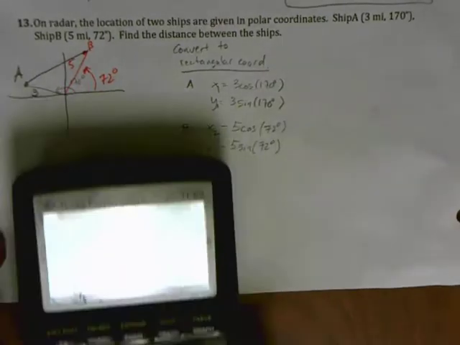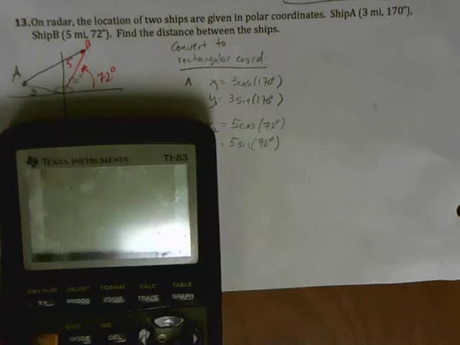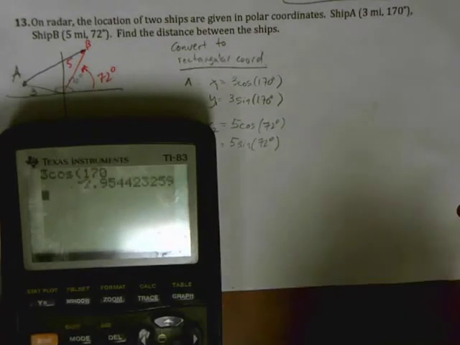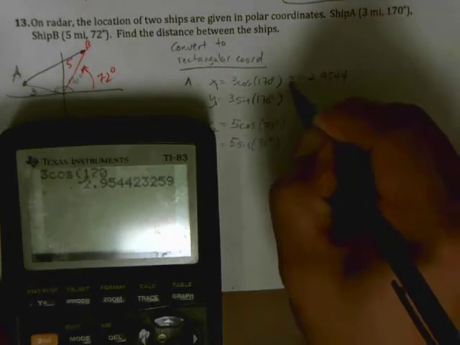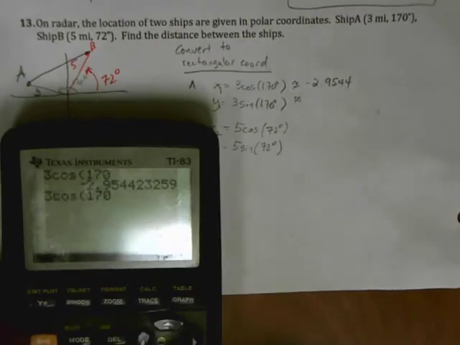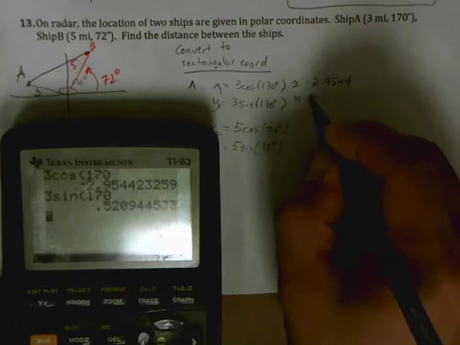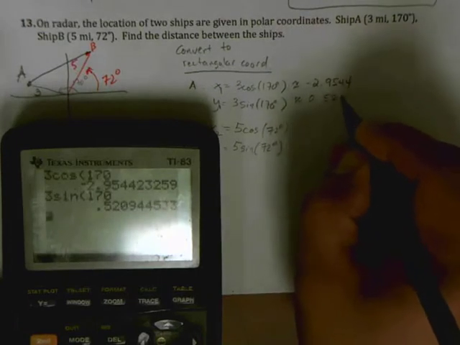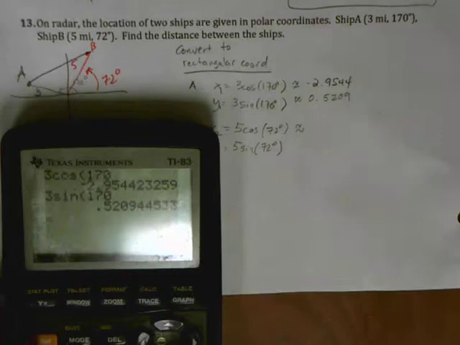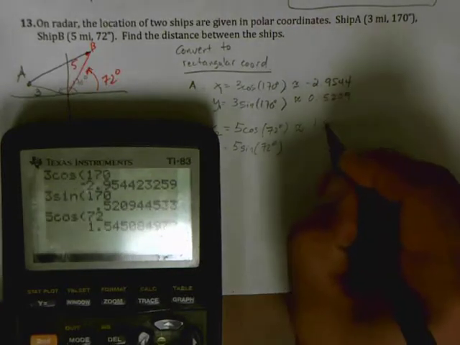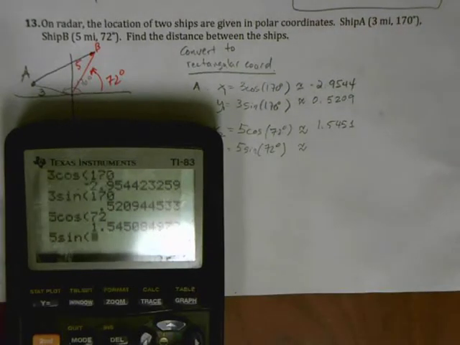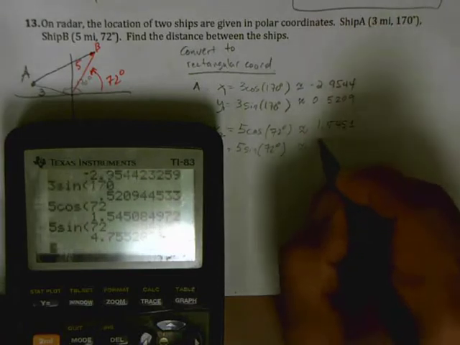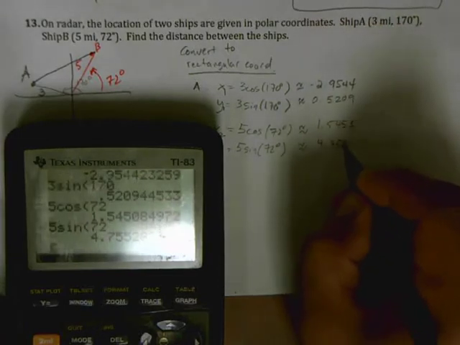So now I'll type this into a calculator. Make sure I'm in the right mode here. So we're going to go 3 cosine 170. That's going to give me approximately negative 2.9544. Same thing with sine, which gives me approximately 0.5209. 5 cosine 72 is 1.5451. And 5 sine 72 gives me 4.7553.